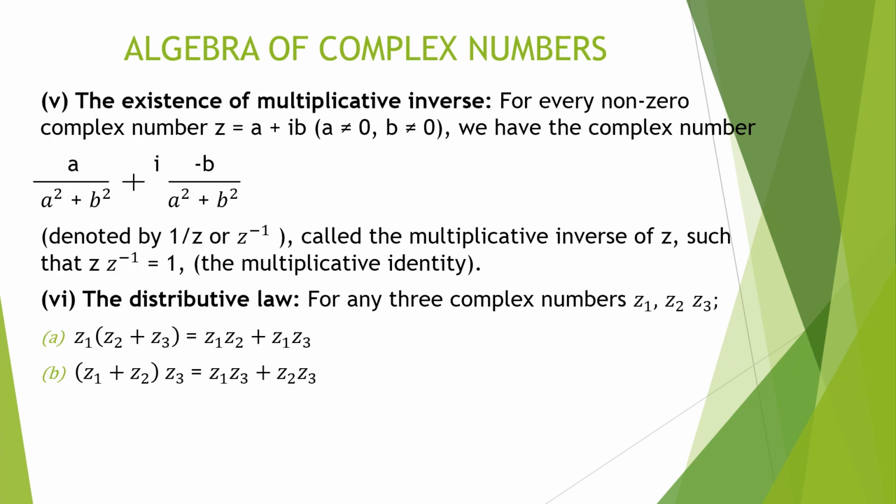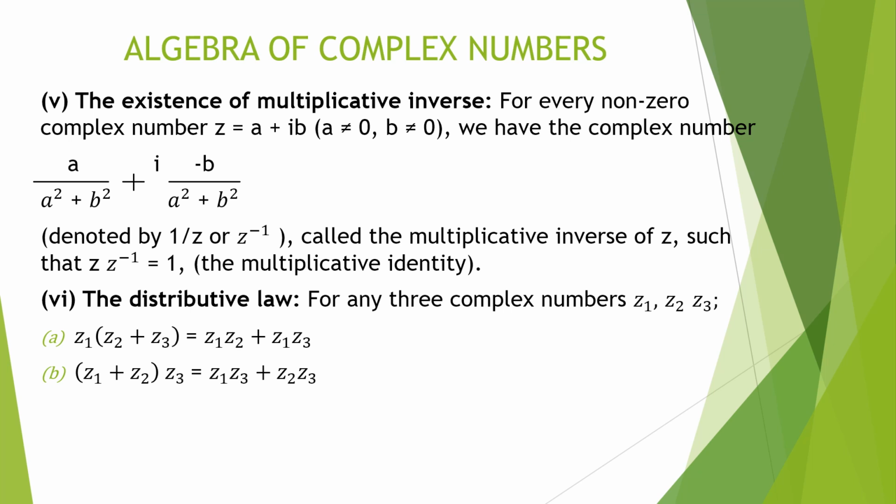Now, like the additive inverse, the multiplicative inverse also exists for complex numbers. For every non-zero complex number Z equal to a plus ib, we have the complex number a upon a square plus b square plus i into minus b upon a square plus b square. It is denoted by 1 upon z or z inverse, and it is called the multiplicative inverse of z, such that z into z inverse will give you the multiplicative identity which is 1.